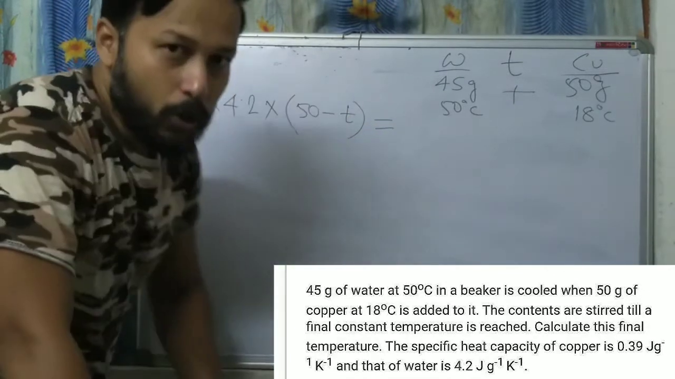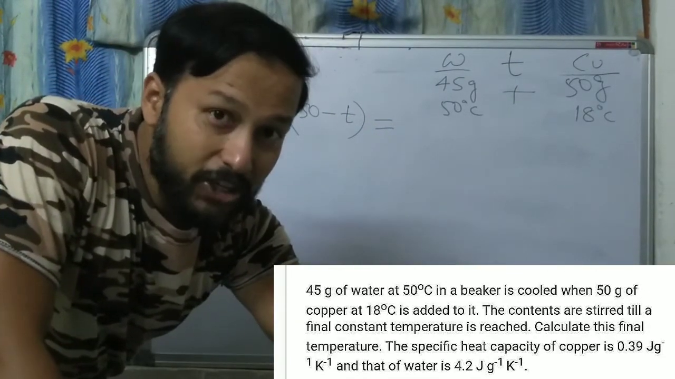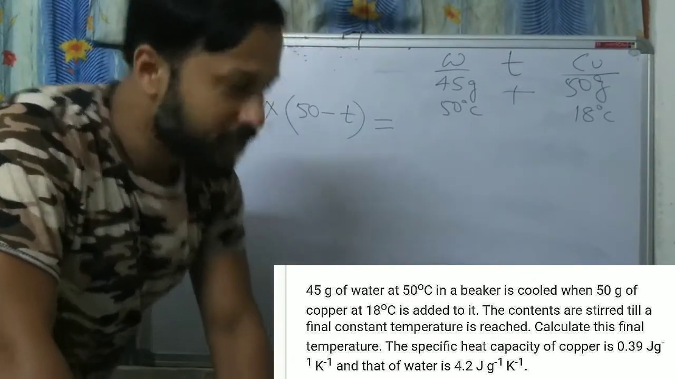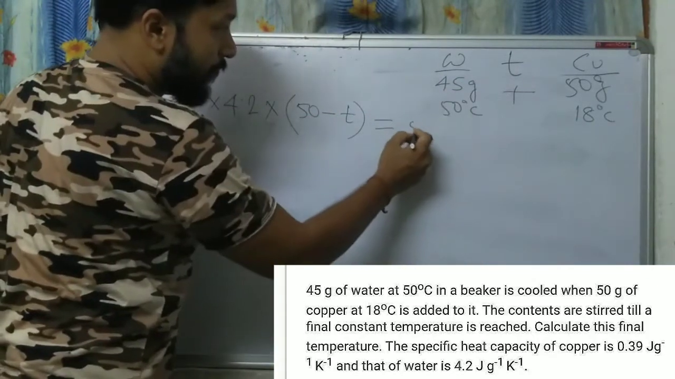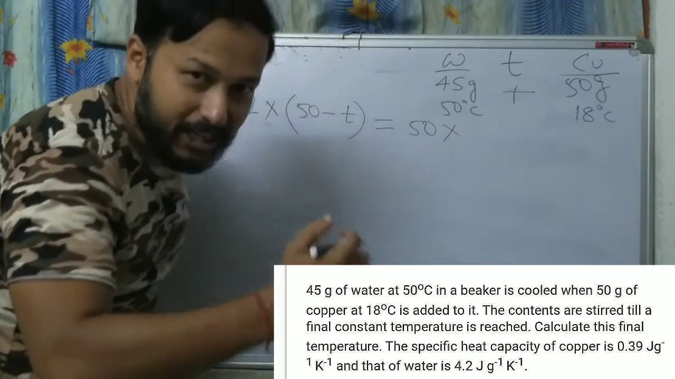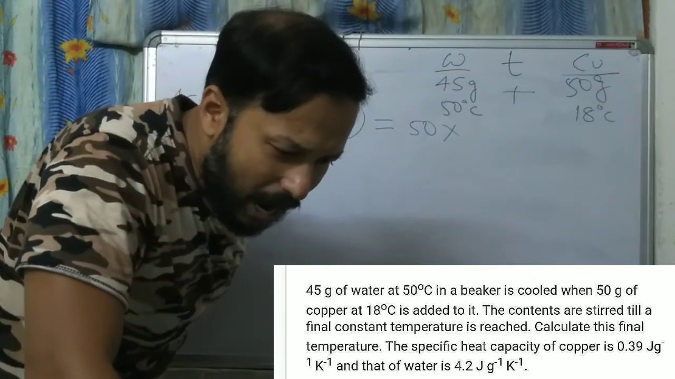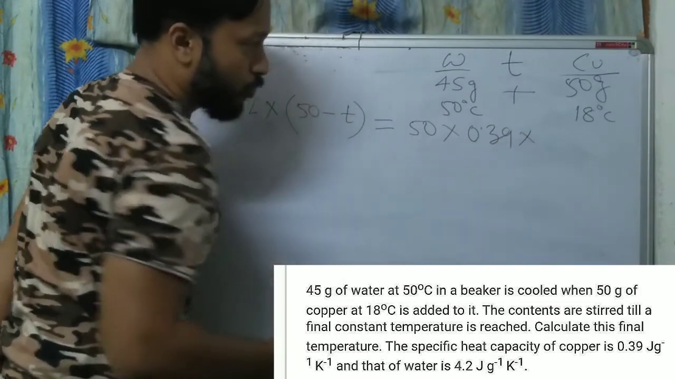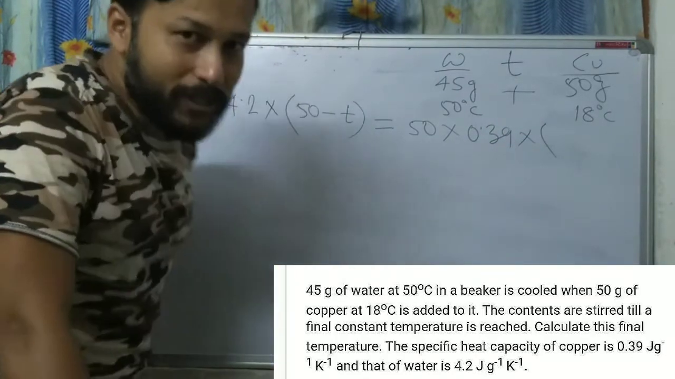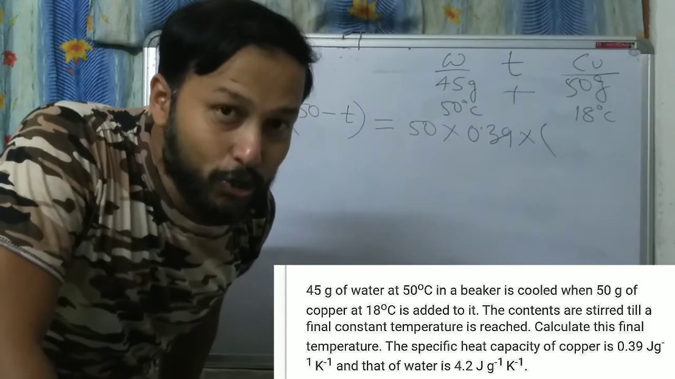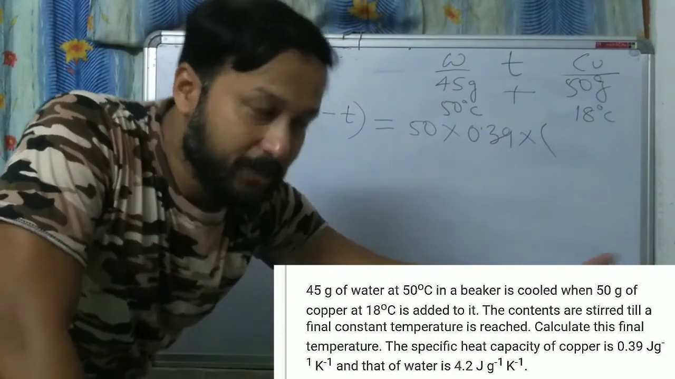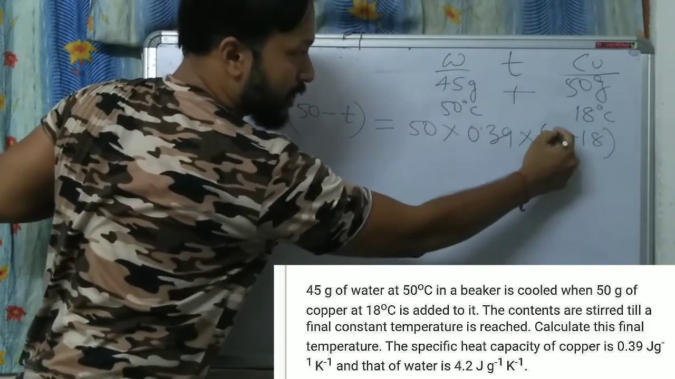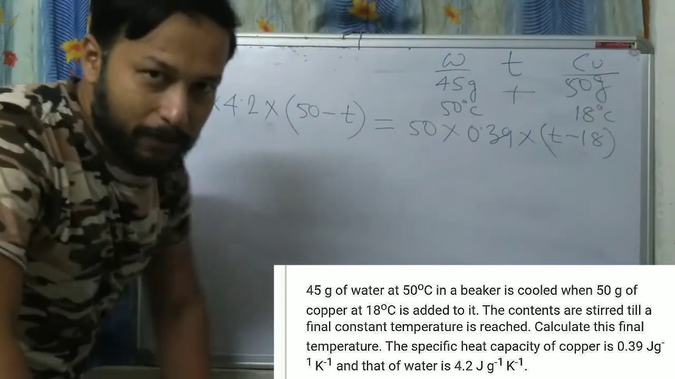Equal to, now who is taking heat? This copper is taking heat. So let us write the copper's part. Then 50 into specific heat capacity of copper. What is given? 0.39. 0.39 into, who is taking it? Copper is taking it. So copper's temperature will be written at last. So what is the temperature of copper? 18 minus final temperature T. Any doubt on this? Fine.